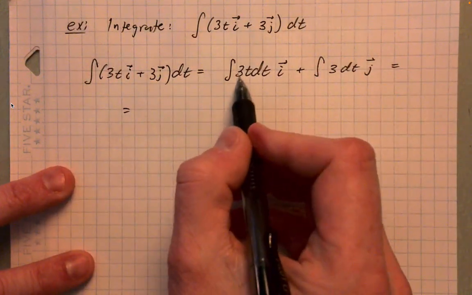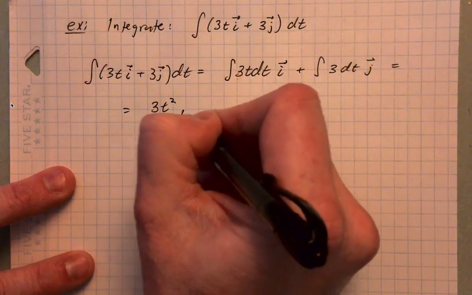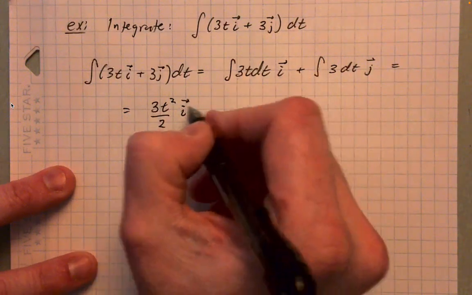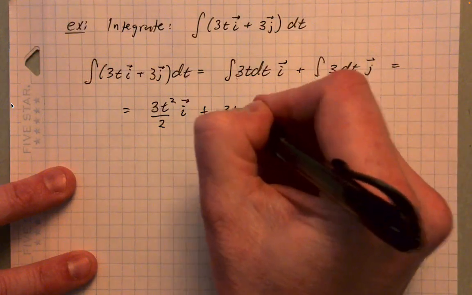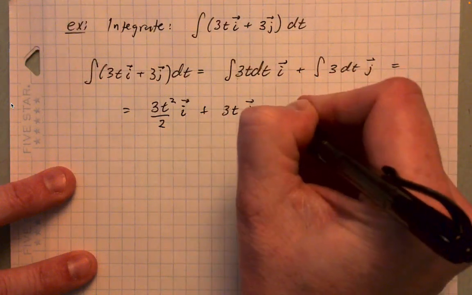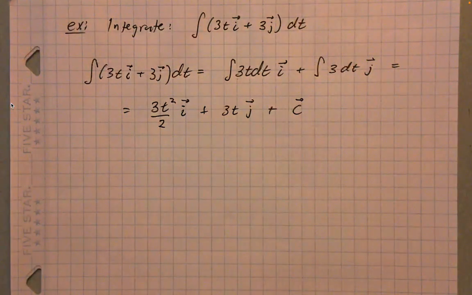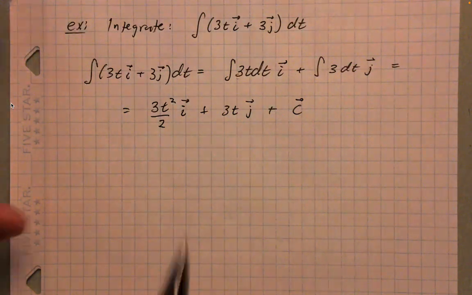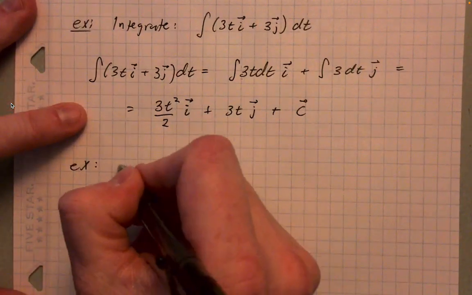Okay, and so this would be 3t squared over 2 times the i vector plus this would be 3t times the j vector, and then of course you're going to have the c vector on the end there. All right. Very good.